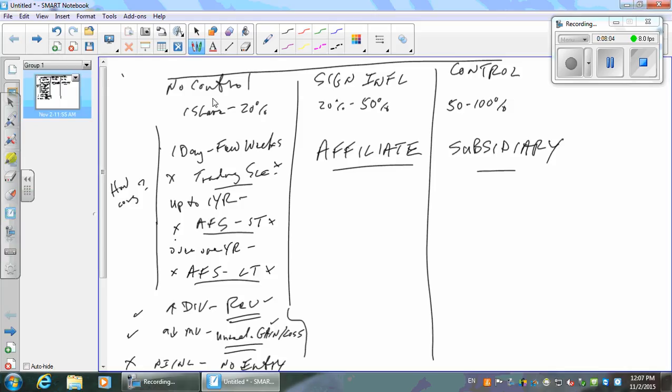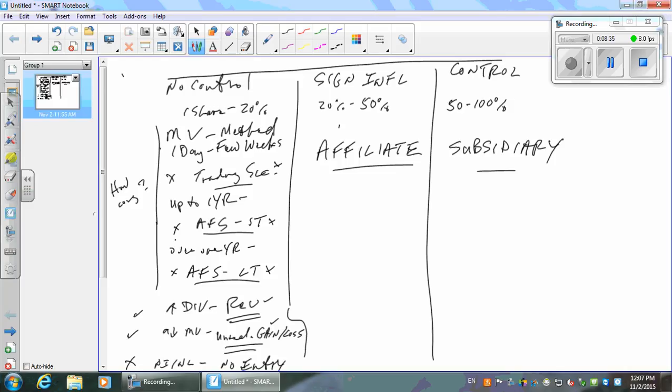The whole world changes when you go to significant influence. It's a whole different way of looking at it. Now I'm helping run the company. Okay, so what was this method on no control? What did they call it? What do we call it? What method are we using? Market value method. It's mark to market. You'll hear that term. It's the market value method. I am going to adjust the market value at the end of each year. Got it? Mark to market, we call it. Okay, everybody good? All right. Affiliate?